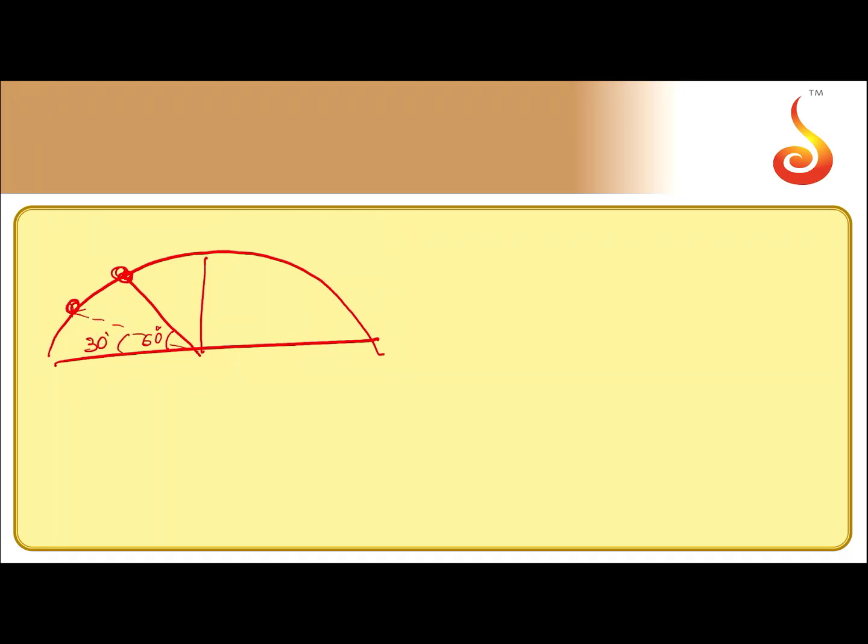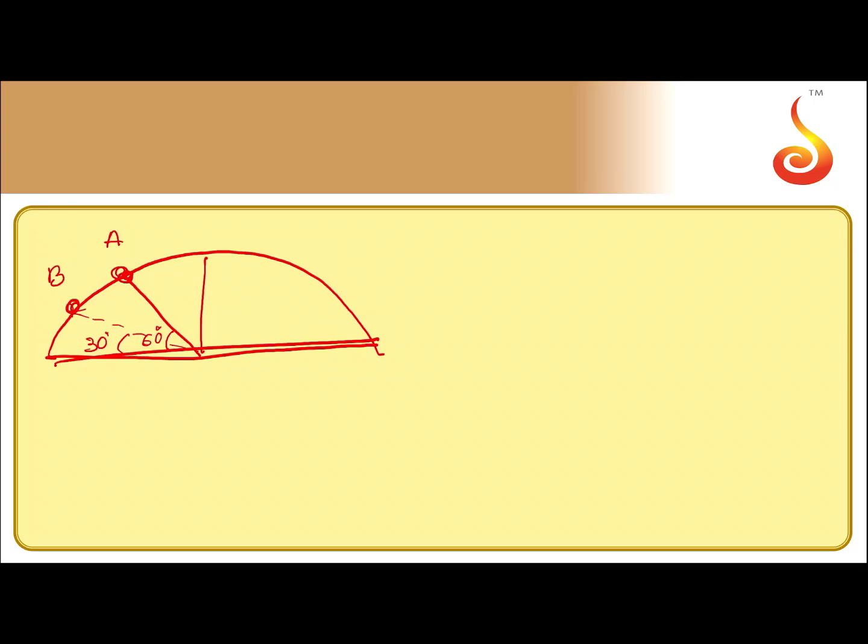So this is the construction. The block is released from this position corresponding to an angle of 60 degrees, and the block comes over here, and this corresponds to an angle of 30 degrees, and this is A, this is B. The question is, what is the speed of the particle at B?